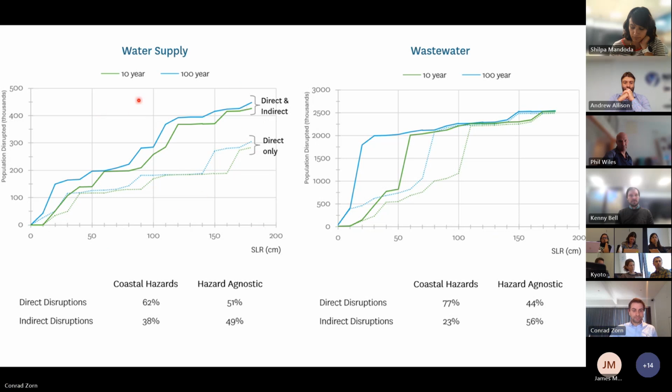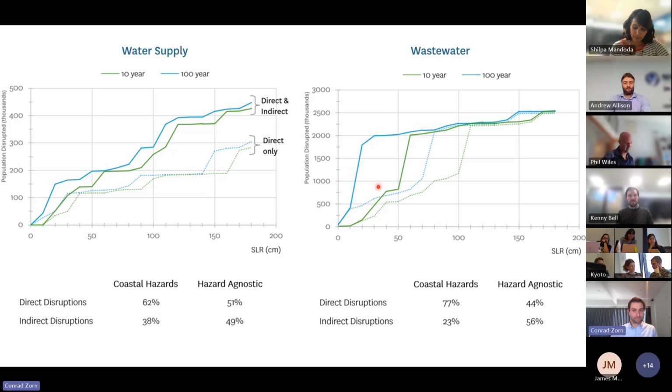And so, depending on the networks and the return periods you're looking at, in the coastal hazard space the main driver of these disruptions is the direct damage, so the direct flooding. When we're looking at the network more generally, being hazard agnostic and just looking at the properties of our networks in New Zealand, we see it's a bit more even, right? So for coastal hazards, direct disruptions are what's driving the damage.